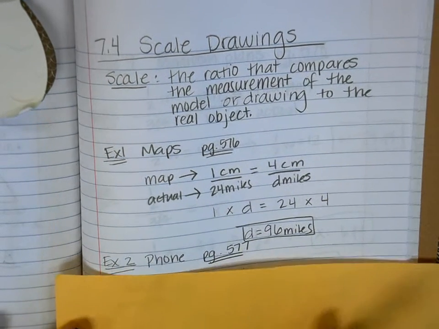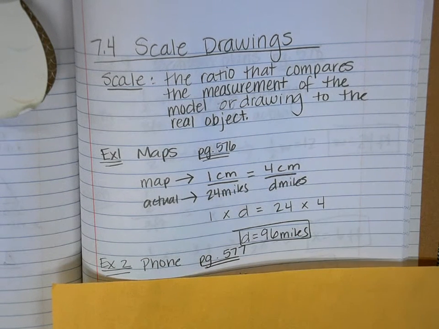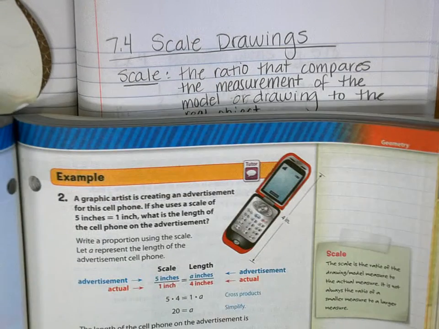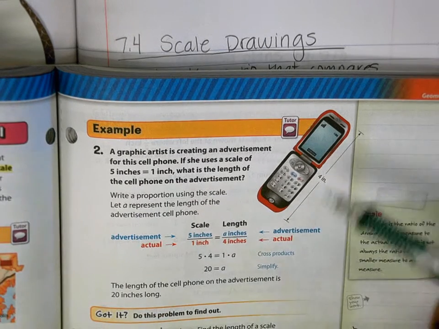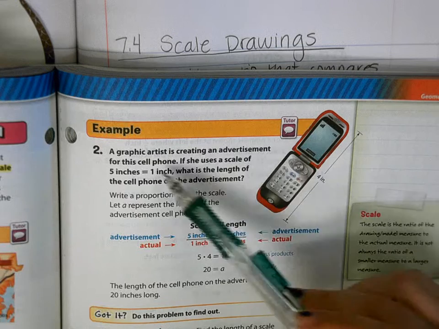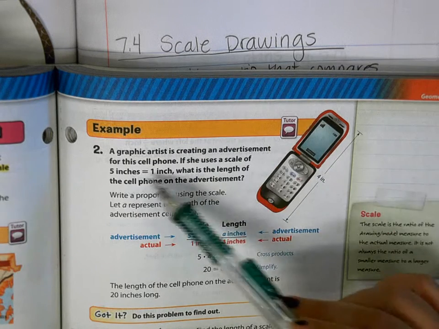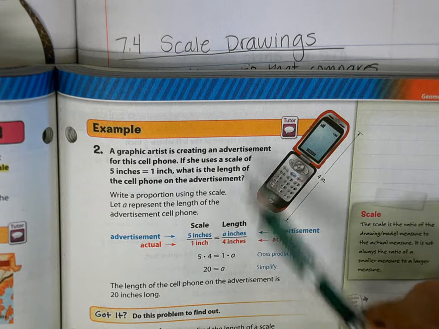Okay. The next one is a scale drawing of a phone. I'm going to show you that first. It's on page 577. This is an old school phone. Some of you probably have seen these. All right? It's a flip phone. So basically this one has a scale drawing of a phone, and it says that they're making an advertisement, and it's 5 inches equal 1 inch, okay? Who would want to buy that? I don't know.